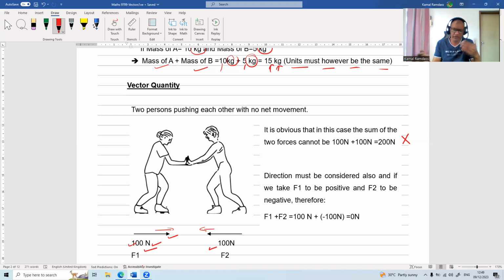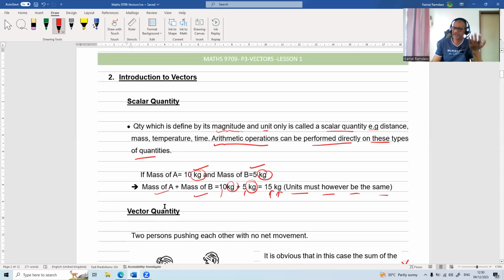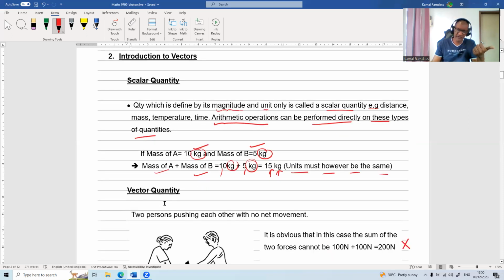Direction must be considered also, et dans ce cas-là, parce que les forces sont directement opposées, nous pouvons prendre l'une positive, l'autre négative. Nous take F1 to be positive, and F2 to be negative. F1 plus F2, c'est 100 newtons, plus moins 100 newtons, parce que ça, c'est négatif. OK? Bon, 0 newton. Et j'espère que vous comprenez un peu la différence. The subtle difference between the scalar quantity and the vector quantity. Both have a magnitude, both have units, but only the vector quantity has a direction.